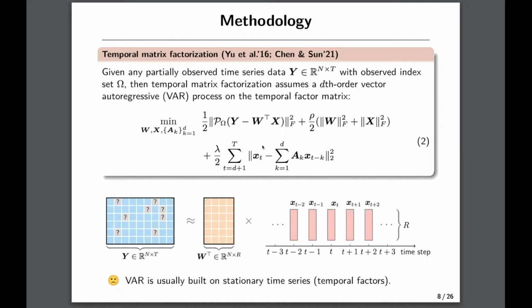For the VAR process, if we have a d-th order VAR, then we can build the correlation between x_t and x_{t-k} by using the coefficient matrix A_k. We can also illustrate this optimization problem in this graphical model. We have multivariate time series data, and there are many missing values, but we can find an approximation by using W and X. In this case, X can be regarded as time series. This is a temporal factor matrix. We have many time snapshots. For time snapshots x_t and x_{t-k}, we can use A_k to build a correlation.